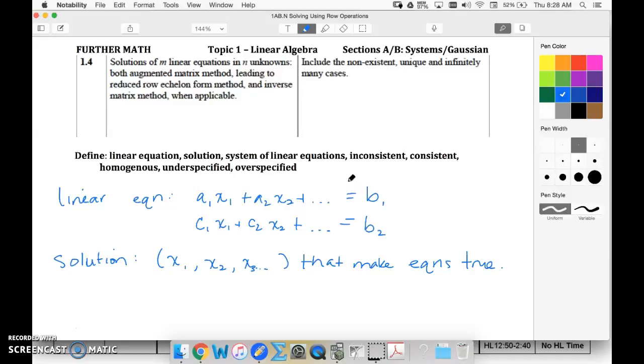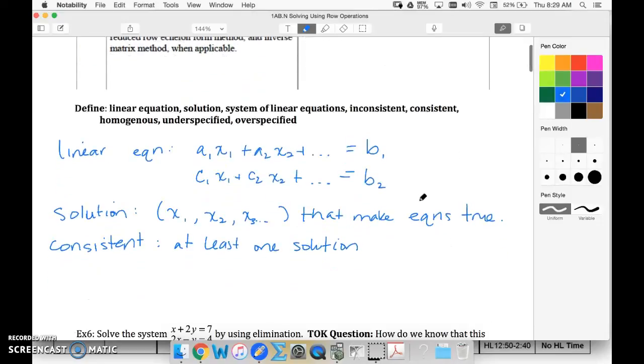A system is, let's start with consistent. A system is consistent if it has at least one solution. So consistent, at least one solution. So then inconsistent, you can guess, has no solutions.